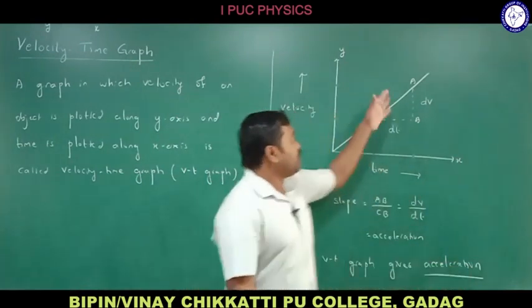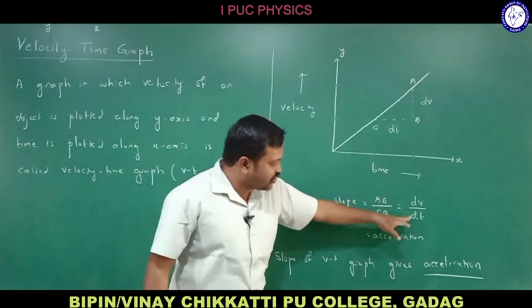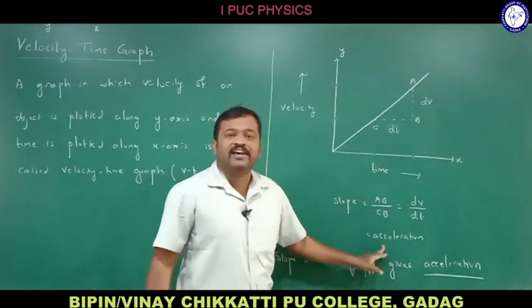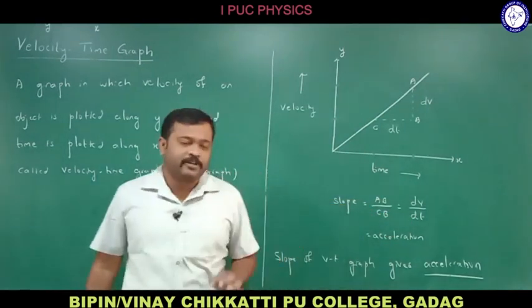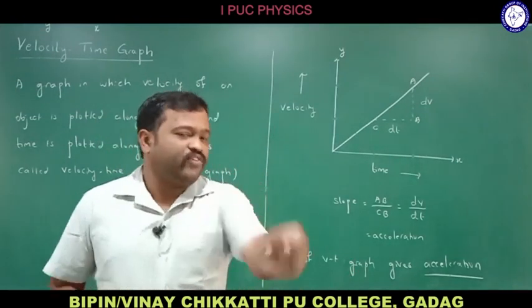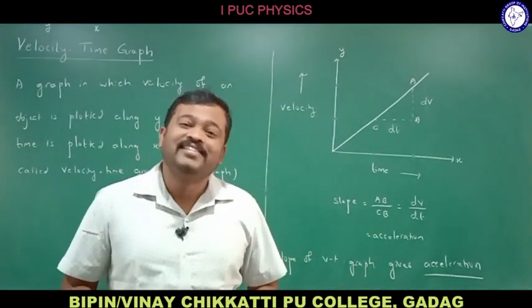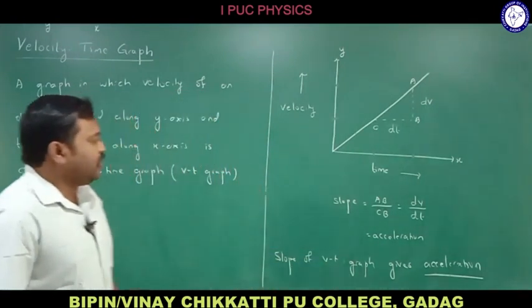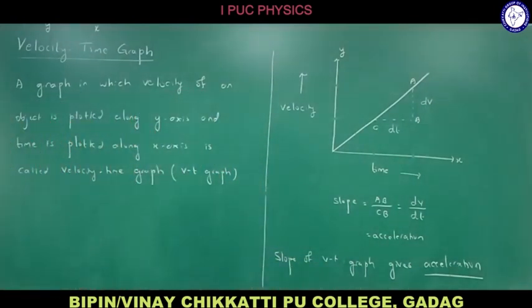If you calculate the slope, you will come to know that it is change in velocity divided by time taken, which is nothing but acceleration. So this is one of the important factors of the VT graph. When you draw a VT graph and take its slope, you will get the acceleration. That is the use of the VT graph.